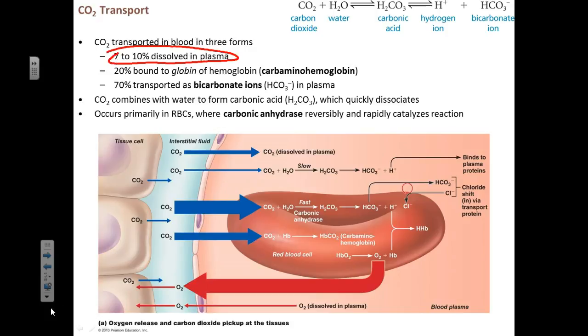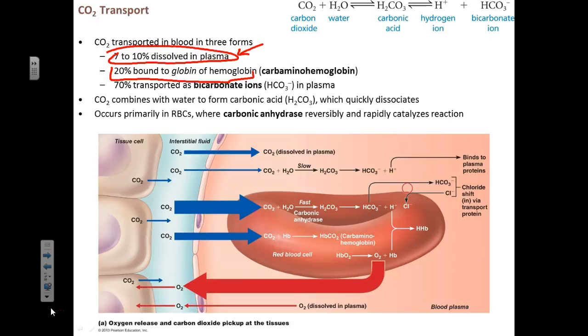Okay? In case of oxygen, only about 1.5% of the whole oxygen that circulates is dissolved in the plasma, compared to 10% of carbon dioxide. Okay? 20% are bound to the globin portion of hemoglobin. Does that make sense what I just said?